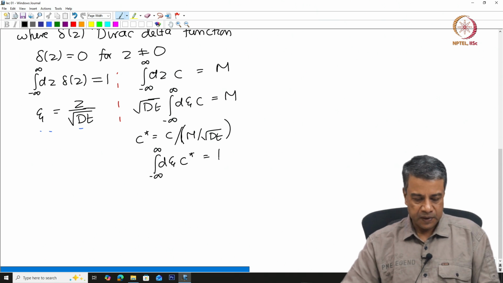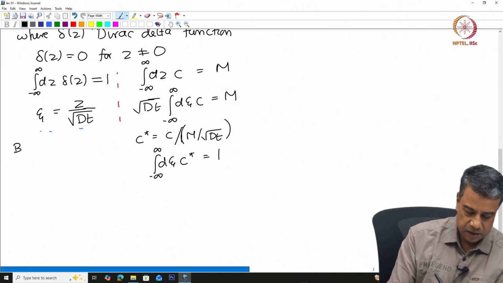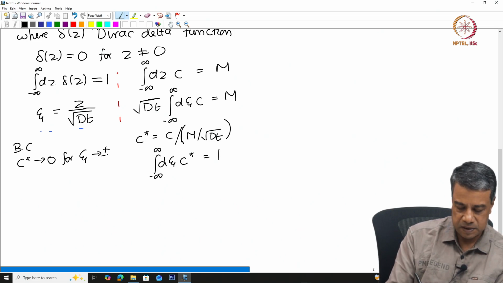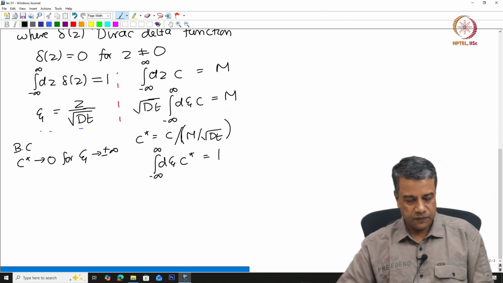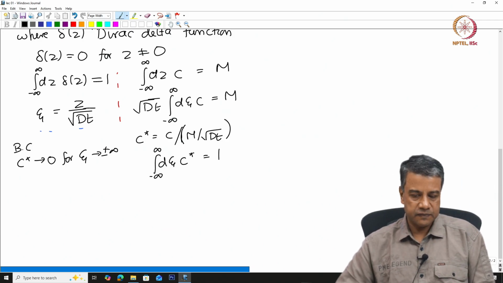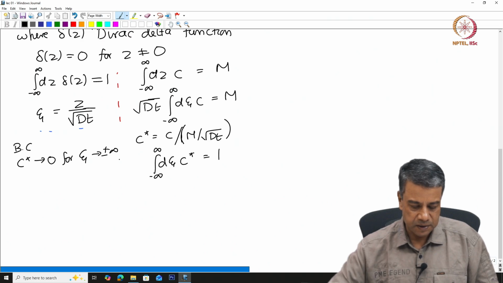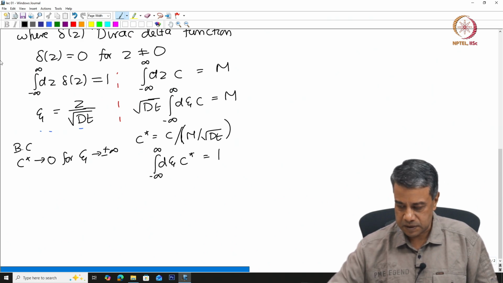So, that is the integral condition, and the boundary conditions are c star tends to 0 for psi going to plus or minus infinity. So, as you go further away, when z goes to plus or minus infinity, psi also goes to plus or minus infinity. At this location, you expect that c will be equal to 0.